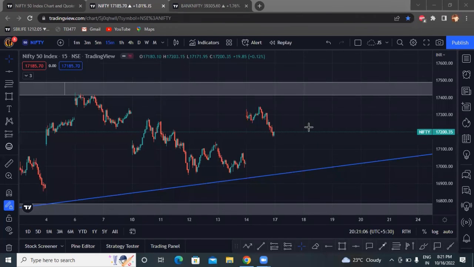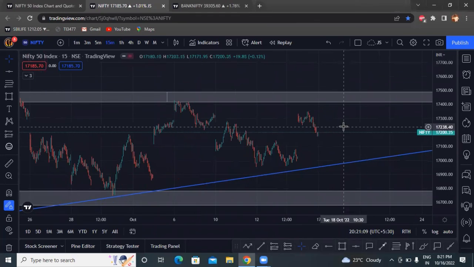In these scenarios, market is showing somewhat volatility, so plan your trade and trade your plan.